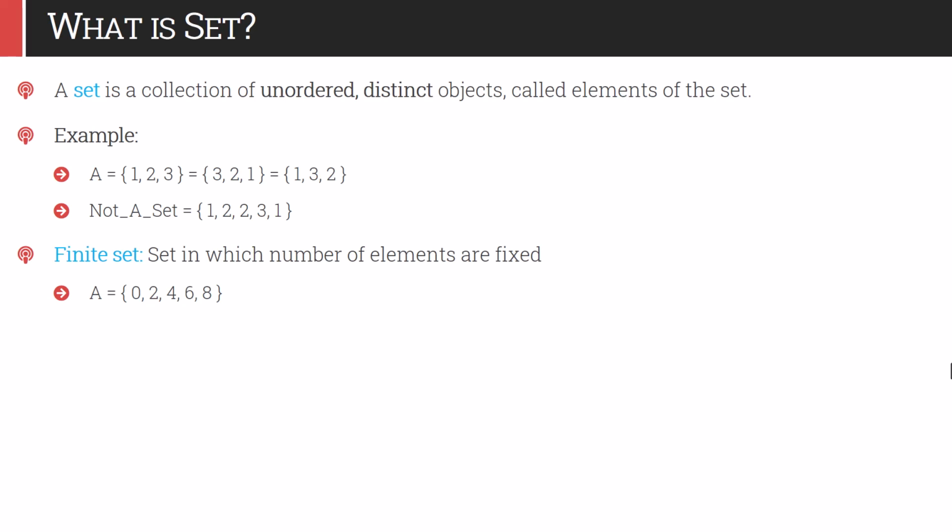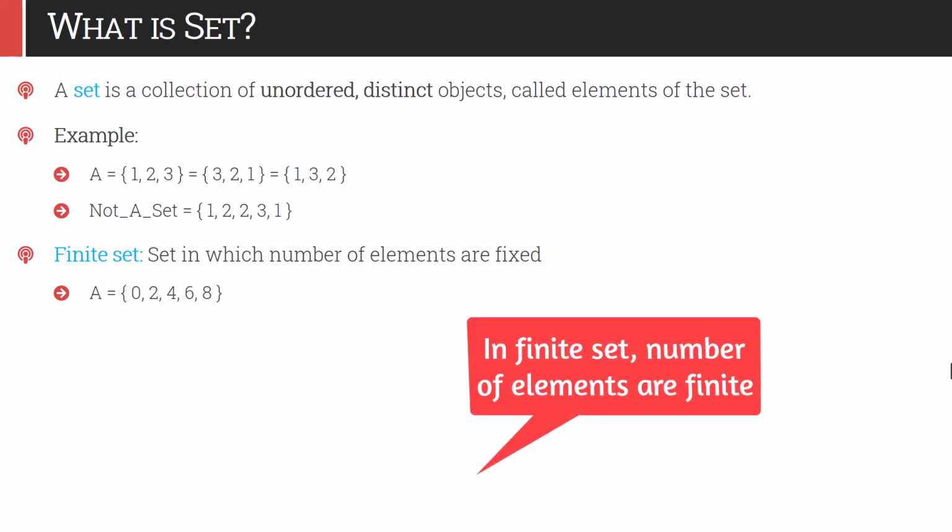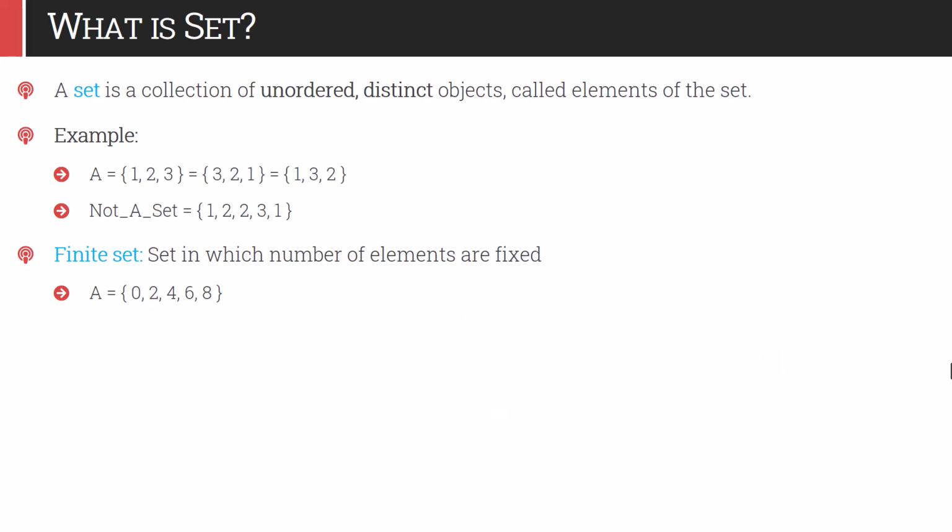Broadly, we can classify sets into two categories, finite sets and infinite sets. Finite sets are the sets in which the number of elements is finite or fixed. For example, A is equal to 0, 2, 4, 6, 8 or B is equal to 1, 4, 9, 16, 25, 36, 49. As we can see, in set A there are 5 elements and in set B there are 7 elements, which is countable. So these sets are finite sets.